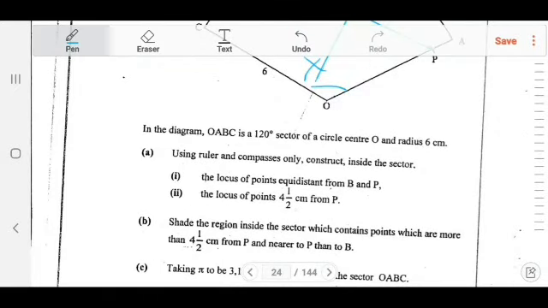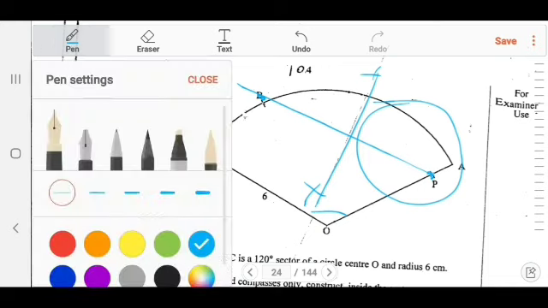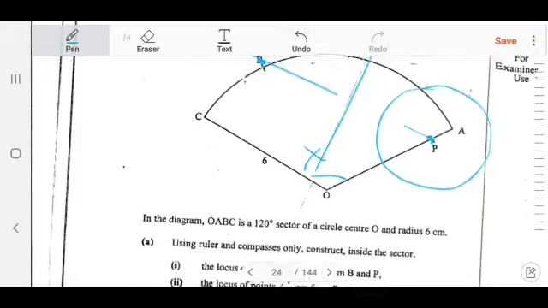The locus of points 4.5 from P. Alright, so you just need to find the 4.5, select 4.5 on your ruler, then you come and put your compass here and then draw a circle. No, it's supposed to be a circle about the point P, a circle about the point P of radius 4.5.